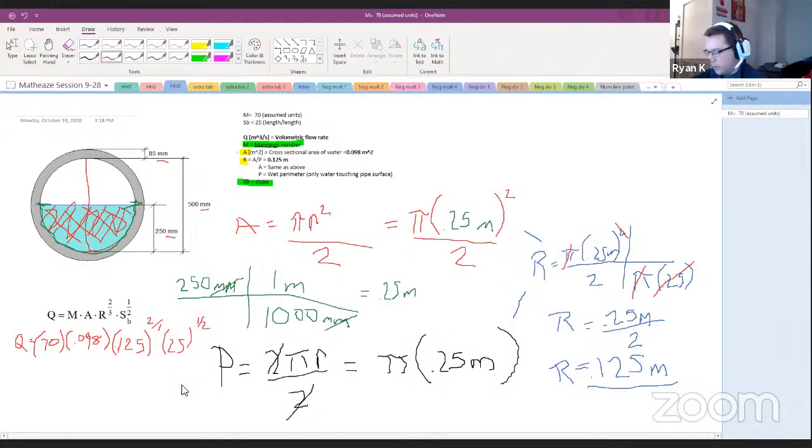When I solved this earlier with these values, I got Q is equal to 8.589. So I'll just round that up. Q equals 8.6. And this was under the assumption that this gets us our Q in terms of meters cubed per second.